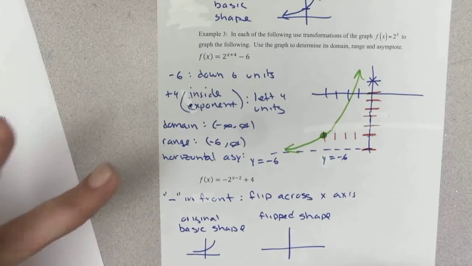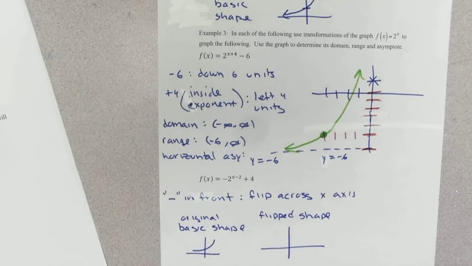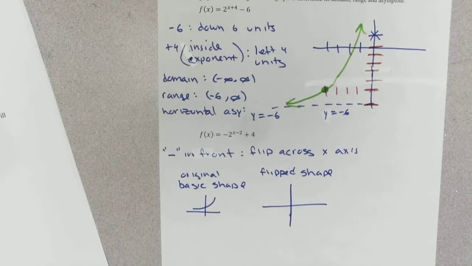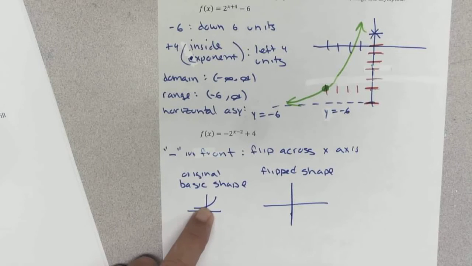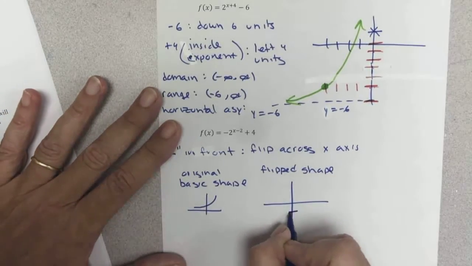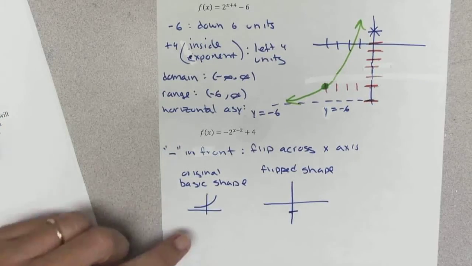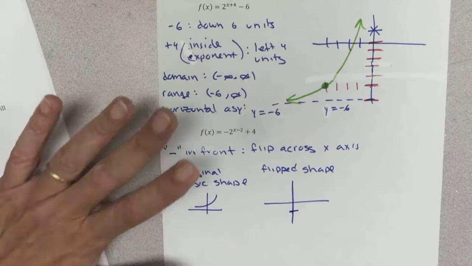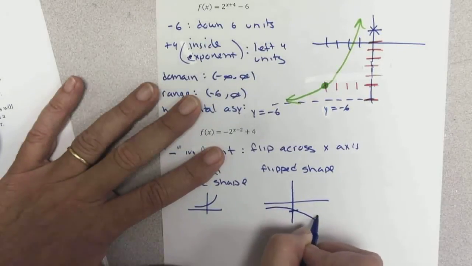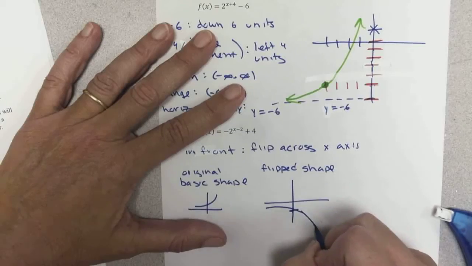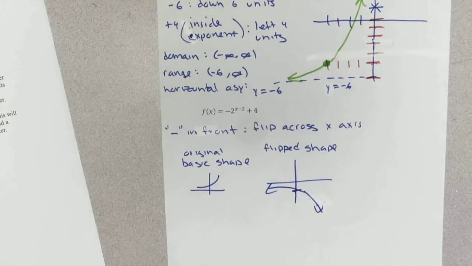I'm not very good at these things. I had to stop and think about it. Before I flip it, it's going through the point (0, 1). When I flip it across the x-axis, instead of going through (0, 1), it's going to go through (0, -1). That's 1 unit above the x-axis; when I flip it, it's going to be 1 unit below the x-axis, and that's a bad graph. It's going to look something like that. So there's my flipped shape.